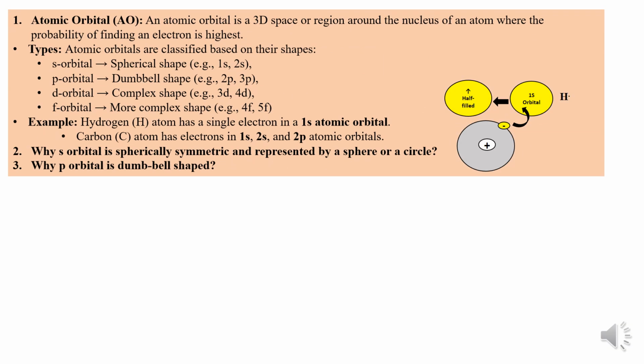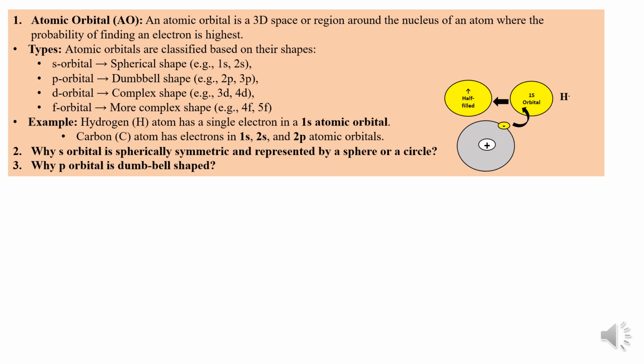Now in the hydrogen atom, the only electron in the outermost valence shell is present in the 1s orbital, and hence the hydrogen atom is half filled. What is an atomic orbital? Now atomic orbital is a three-dimensional space or a region around the nucleus of an atom where the probability of finding an electron is more. So in case of hydrogen atom, the probability of finding the electron is more in the 1s orbital.